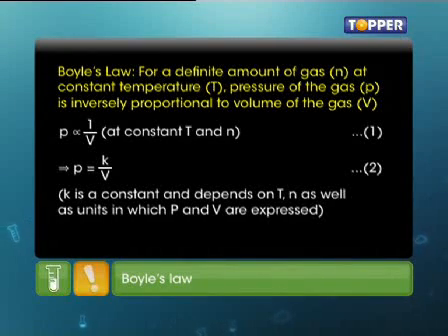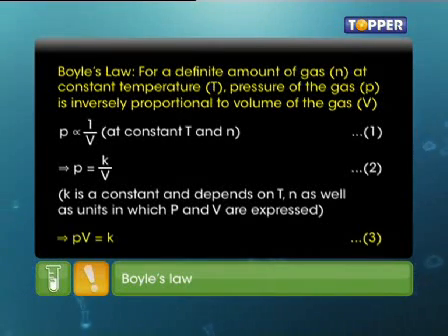The value of K depends on the temperature, amount of the gas, and units in which P and V are expressed. A different expression of Boyle's law is that the product of pressure and volume is constant, or PV is equal to K. Let's look at the graphical representation of Boyle's law.